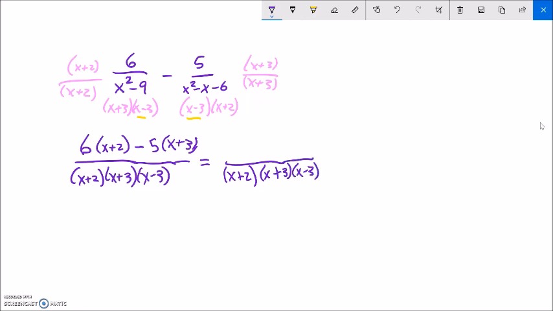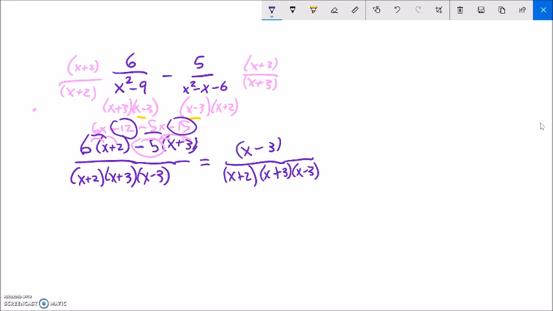And then this numerator, I can simplify a bit. So I can distribute that 6 into there. So this is a 6x plus 12. And then that's a negative 5 that's going to distribute into there. Make sure you take that negative with you. So negative 5x minus 15. So if I combine up those terms, 6x minus 5x is x. 12 minus 15 is negative 3.